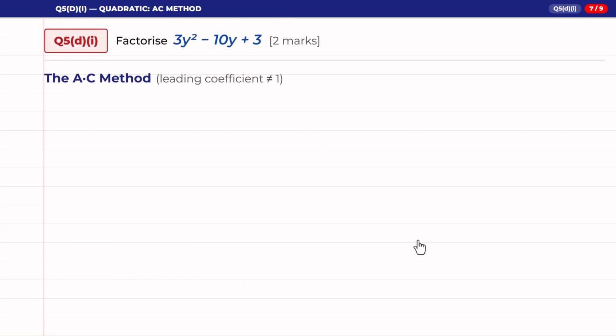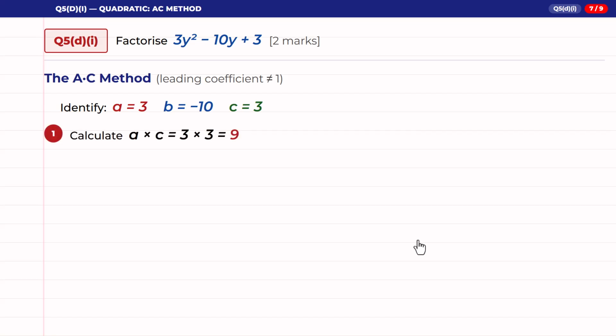Question 5, Part D, Part 1. Factorize 3y squared minus 10y plus 3. 2 marks. The coefficient of y squared is 3, not 1, so we use the AC method. Identify the coefficients. A equals 3, that is the coefficient of y squared. B equals negative 10, that is the coefficient of y. C equals 3, that is the constant at the end. Step 1, multiply A by C. 3 times 3 equals 9. This is the target product.